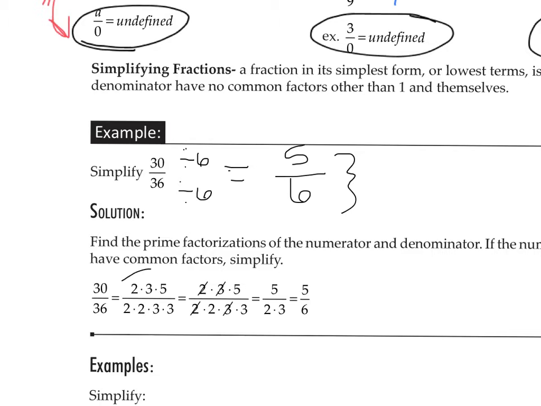But you can use prime factors like this, and this is useful with variables also, and also big numbers. You can just break up your number. 30 is 2 times 3 times 5, and 36 is 2 times 2 times 3 times 3. And then you cancel the factors that are the same in the numerator and the denominator, and you've reduced it down like that.